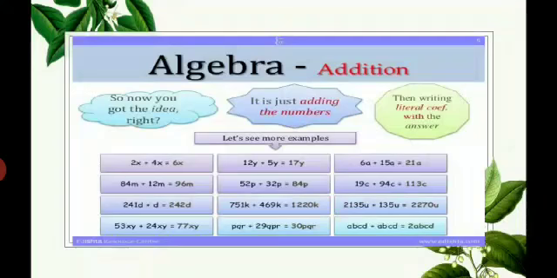How can you add algebraic expressions like 2x plus 4x? The x should be the same, so they will be added to each other. 2x plus 4x is equal to 6x. If there are like expressions, they will be added to each other. If they are unlike expressions, then they cannot be added to each other in any way. Okay.